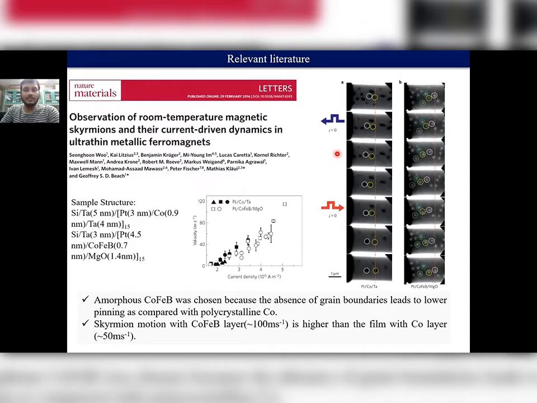Now I will show some literature which is very relevant to our study. Here, Woo et al. first showed that by taking an amorphous material like cobalt iron boron, one can get a much higher velocity of skyrmion in a magnetic thin film, and they have observed around 100 meters per second, which is much higher than any other system like platinum, cobalt, tantalum.